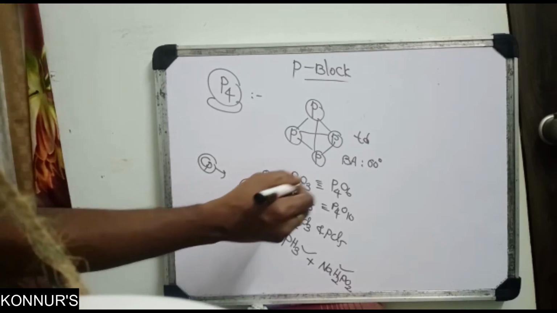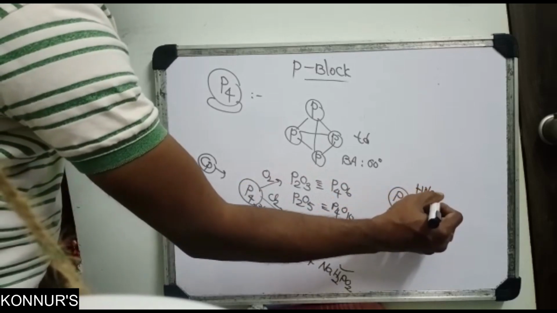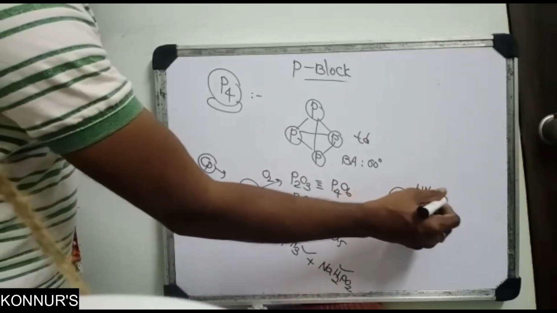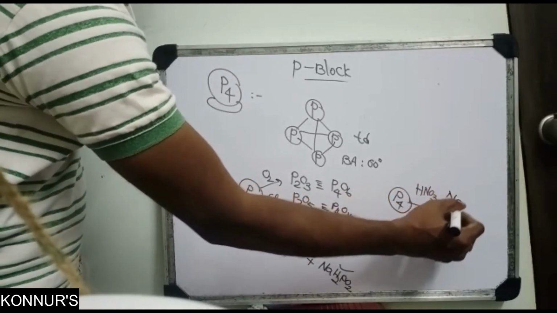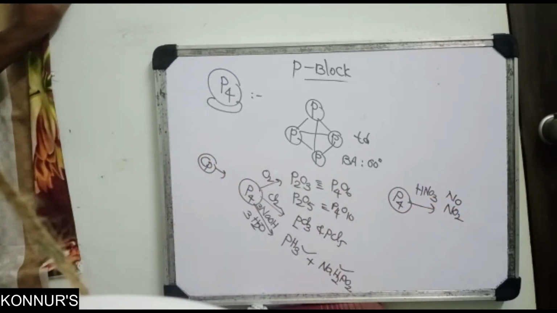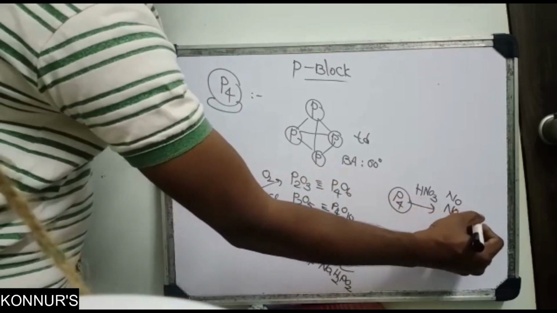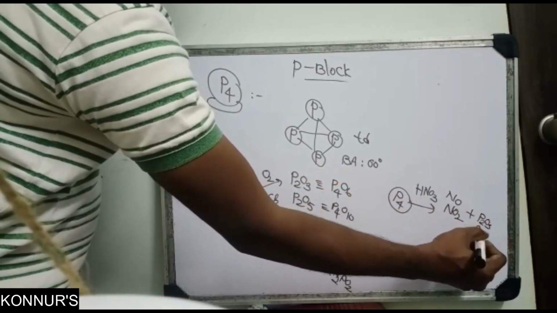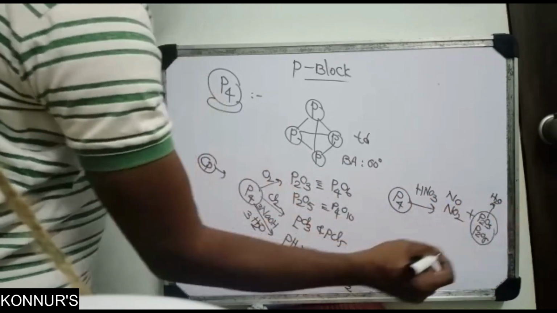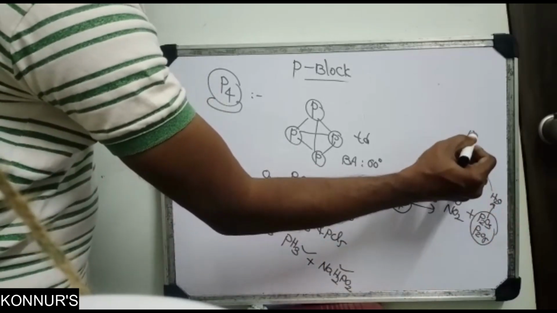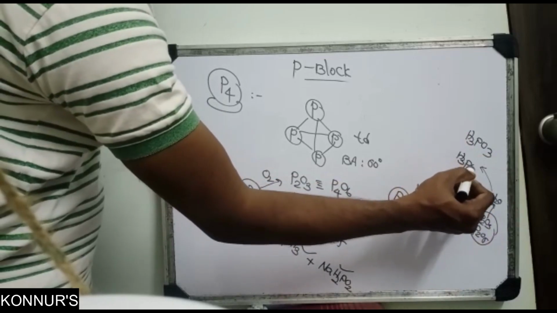See, suppose phosphorus is treated with HNO3. It is an oxidizing agent, so NO or NO2 gas is coming. That is supplying oxygens to the phosphorus. Then what happens? Phosphorus becomes P2O3 or P2O5, and water is also coming. So water is there means P2O3 gives H3PO3. If P2O5 with water, you are getting H3PO4.